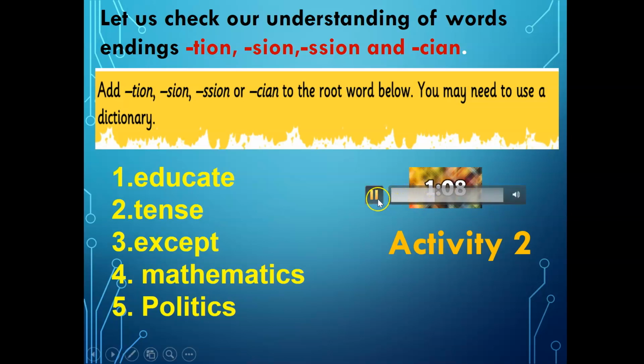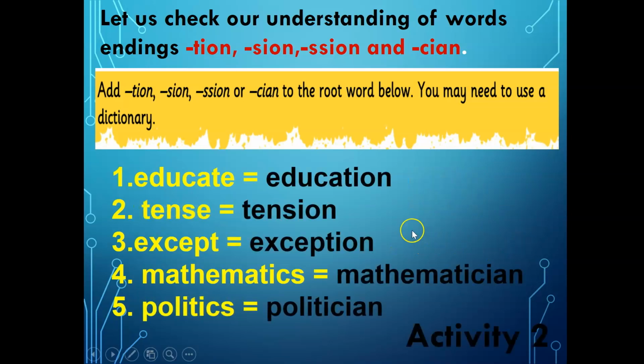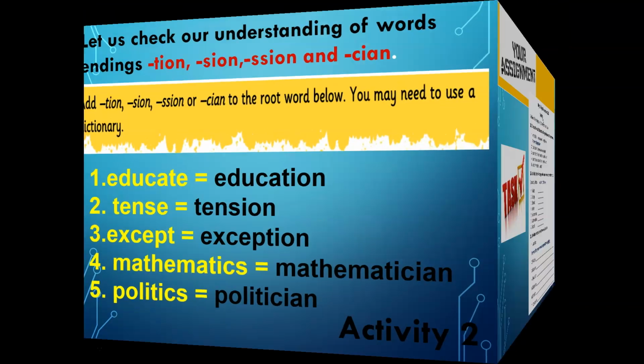Okay, children, I'll stop it and let's check the answers. Have you got all five correct? Education, tension, exception, mathematician, politician. Well done to you. Give a pat on your back.